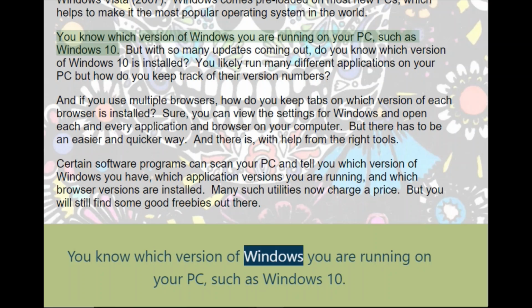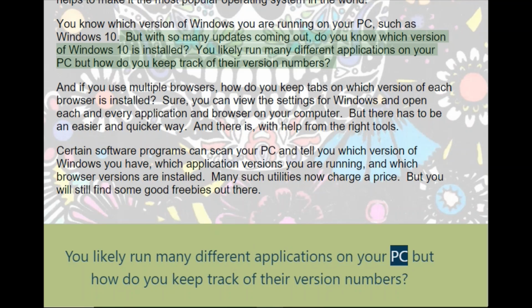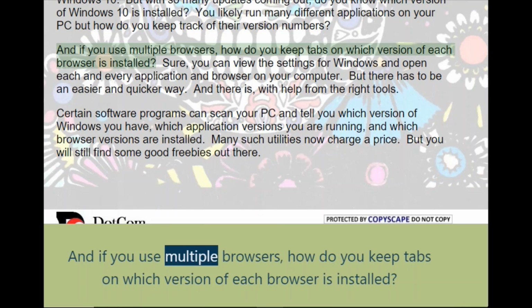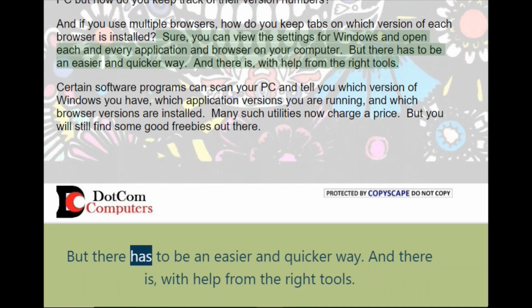You know which version of Windows you are running on your PC, such as Windows 10. But with so many updates coming out, do you know which version of Windows 10 is installed? You likely run many different applications on your PC, but how do you keep track of their version numbers? And if you use multiple browsers, how do you keep tabs on which version of each browser is installed? Sure, you can view the settings for Windows and open each and every application and browser on your computer. But there has to be an easier and quicker way. And there is, with help from the right tools.